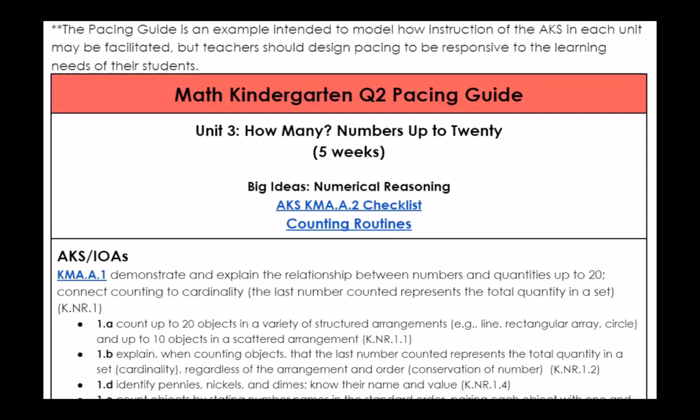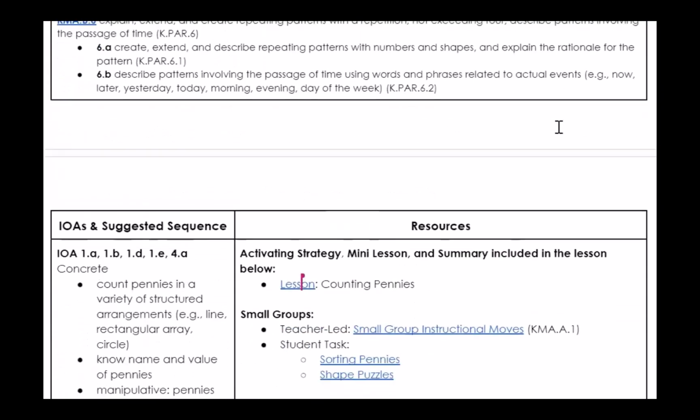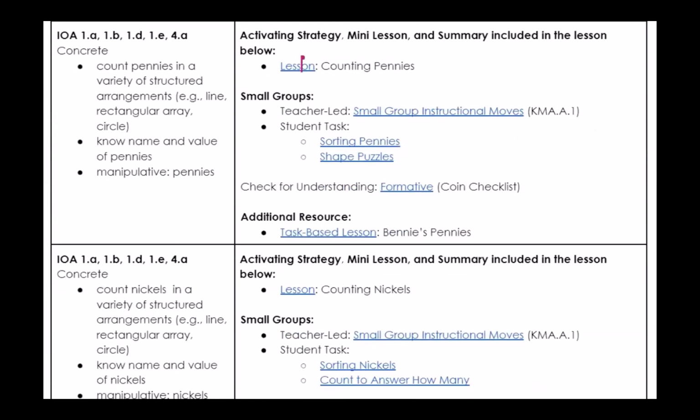The big ideas for the unit are included, as well as any links we feel would be beneficial for the entire unit. Next, you will see a list of the AKS and IOAs which have been strategically clustered together. This is followed by our suggested pacing. Specifically, the left column provides the learning progression for the AKS and IOAs, whether this be the concrete representational abstract progression or progression between specific learning targets within the IOAs. Suggested manipulatives are also included in this left column. The right column provides resources to guide instruction.